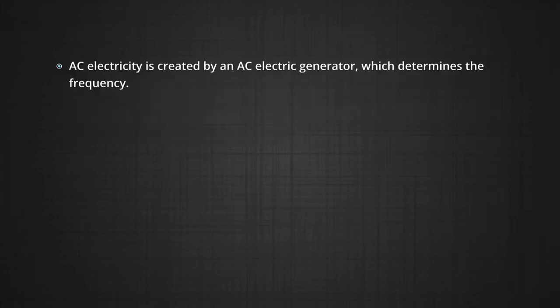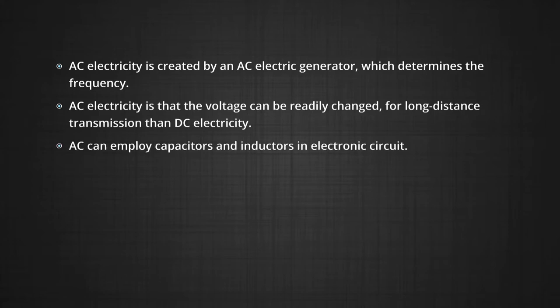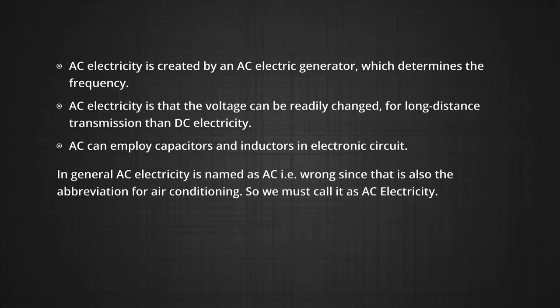AC electricity is created by an AC electric generator, which determines the frequency. AC voltage can be readily changed for long distance transmission compared to DC electricity. AC can also be employed using capacitors and inductors in electronic circuits, which we will discuss later. In general, AC electricity is just named AC, which is wrong since AC is also the abbreviation for air conditioning. So, we must call it AC electricity.